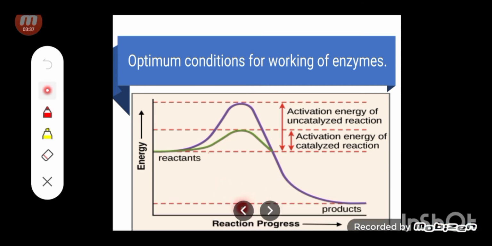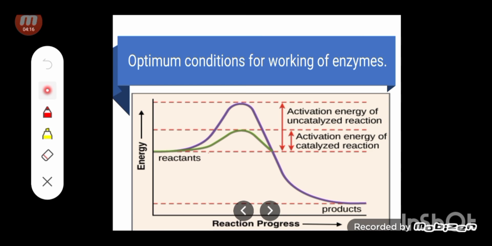On the x-axis, we have taken the reaction progress, that is, how the reaction is occurring. And on the y-axis, there is the required energy for the reaction, that is basically the activation energy for the reaction to be started. First, focus on the purple line. As you can see, the activation energy of this uncatalyzed reaction, meaning the reaction occurring without the enzyme, is more, and the reaction will start in more time. It will take more time to progress.